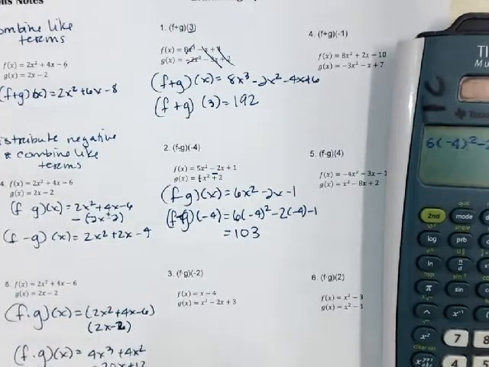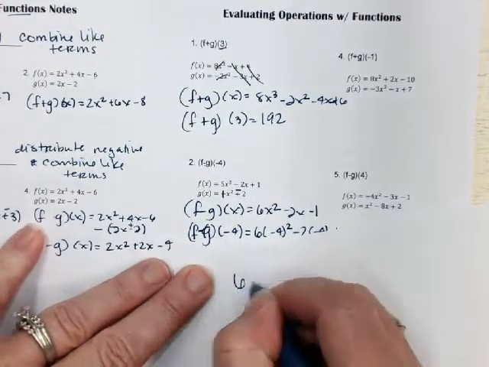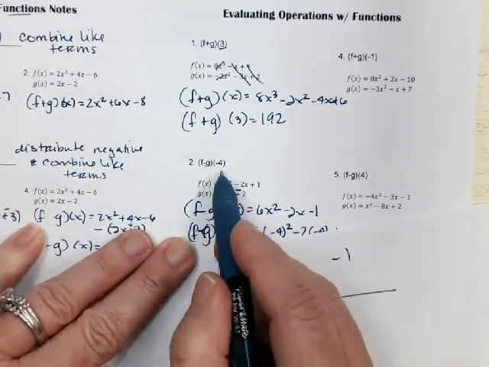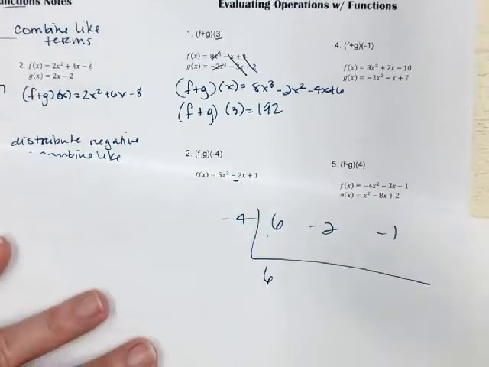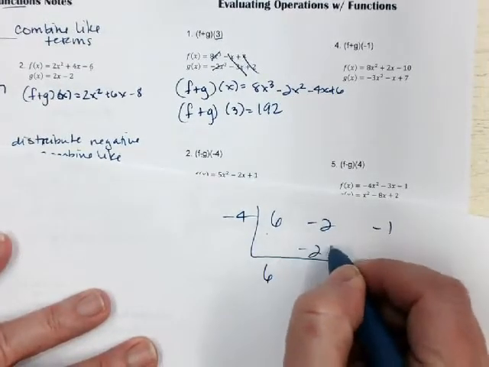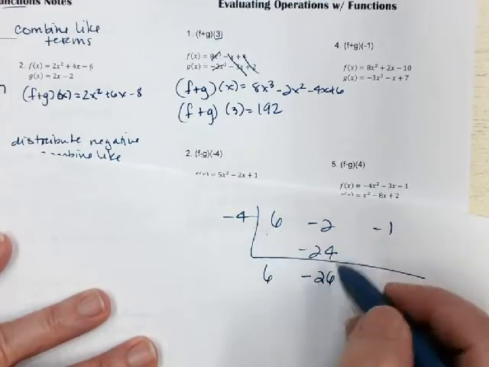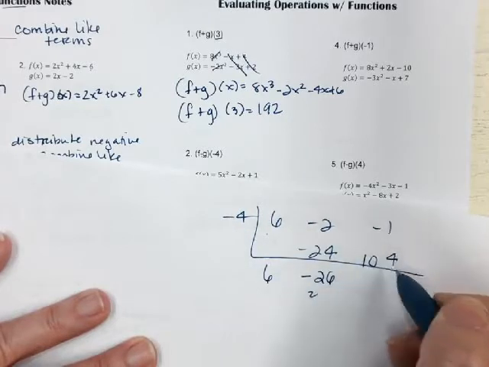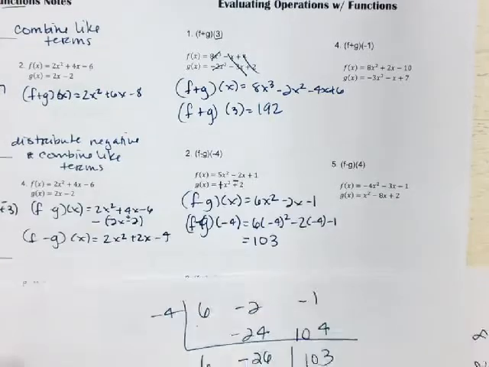If you want to do the substitution, the synthetic stuff real quick, that is 6x squared, negative 2x, and negative 1. And we're going to evaluate it where x is negative 4. So I bring down the 6, and I multiply, and I add, and I multiply. Let's see, 6 times 4 is 24, and that's 8, that's 100, and so that's 103.